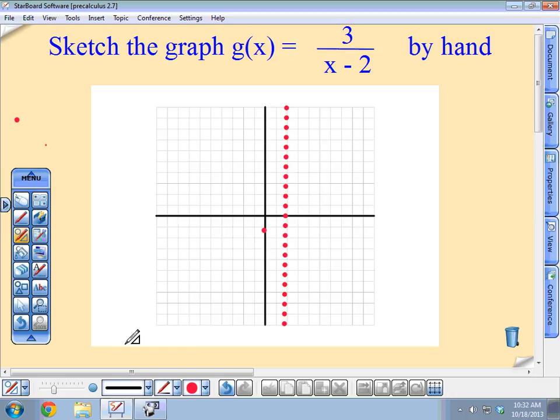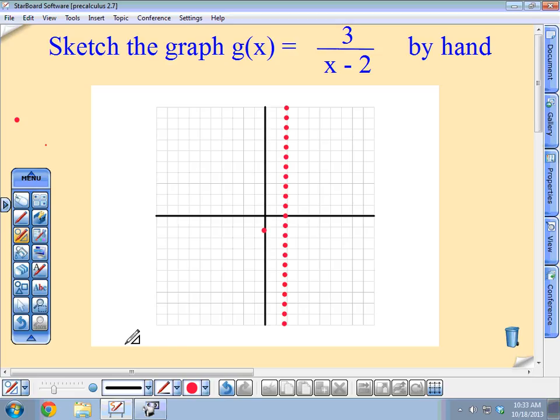Now step number 5, find and sketch the horizontal asymptote, if any, of the graph using a dashed horizontal line. Is there a horizontal asymptote? Yes. Y equals 0. And what do you think, Kelly? Do I have a horizontal asymptote?